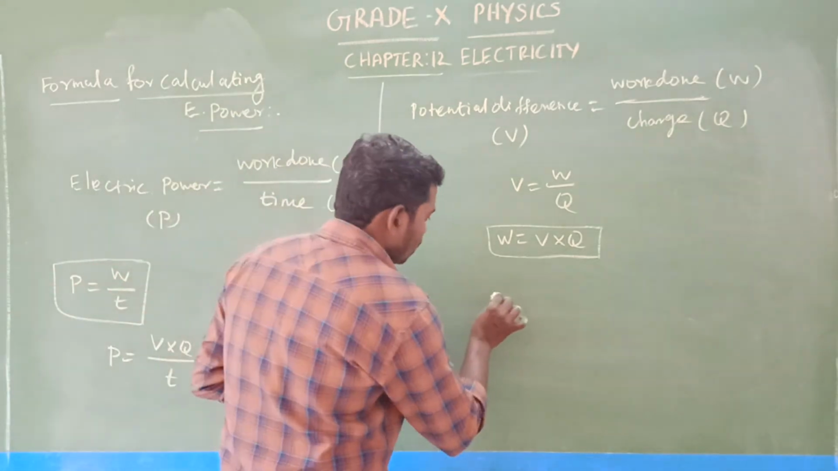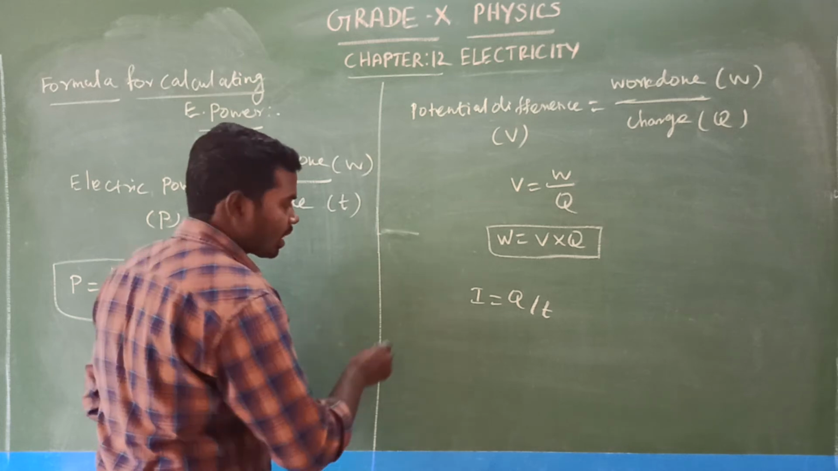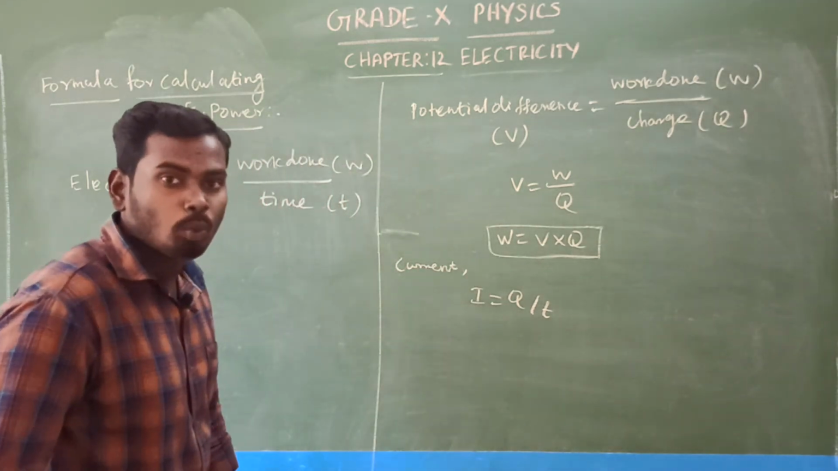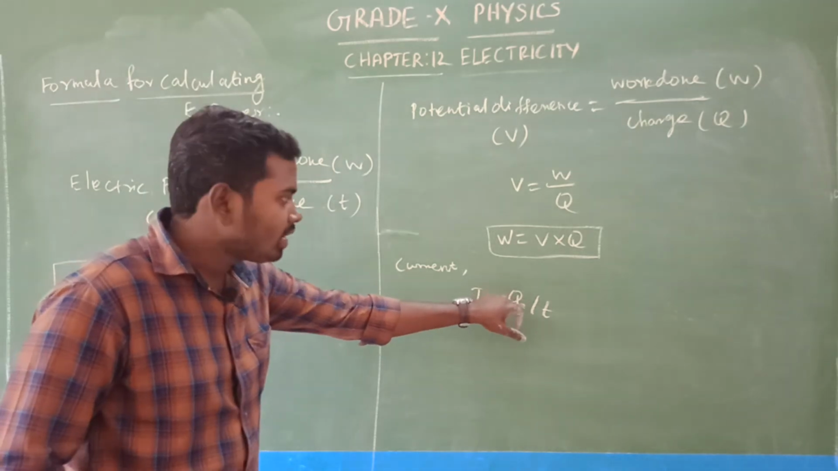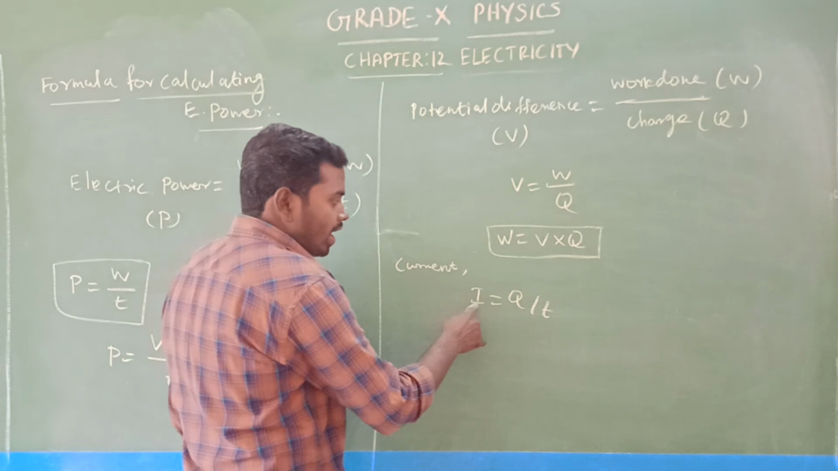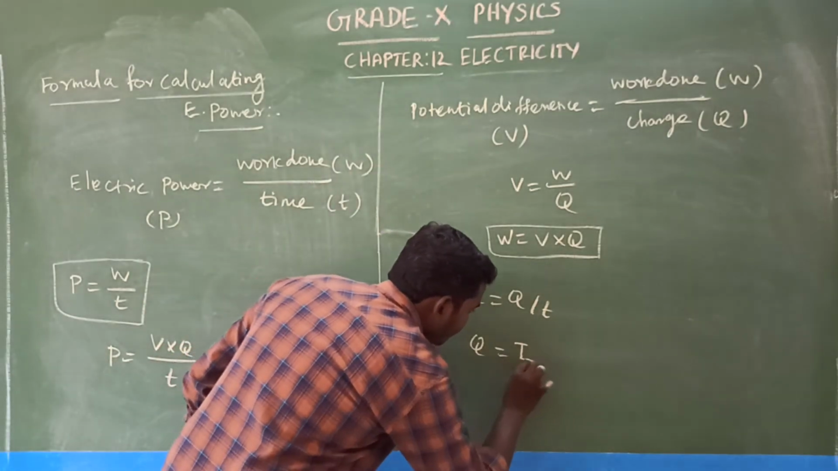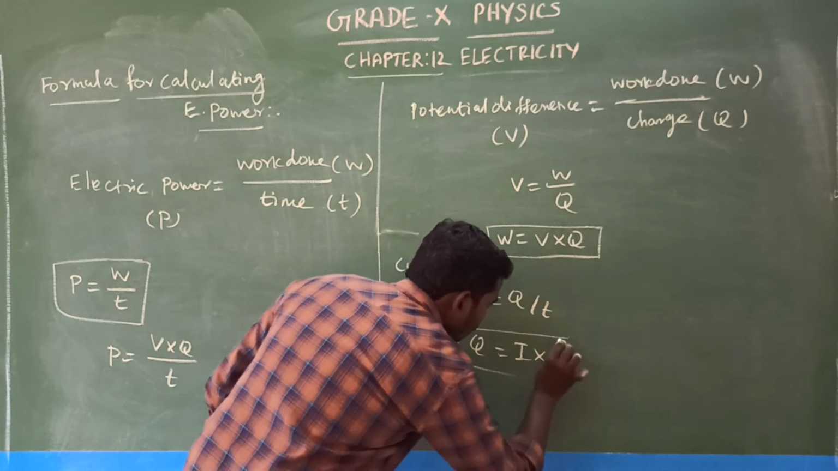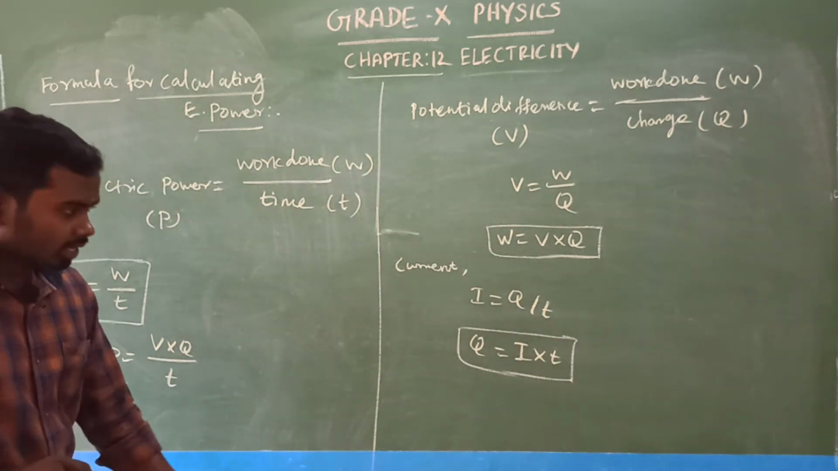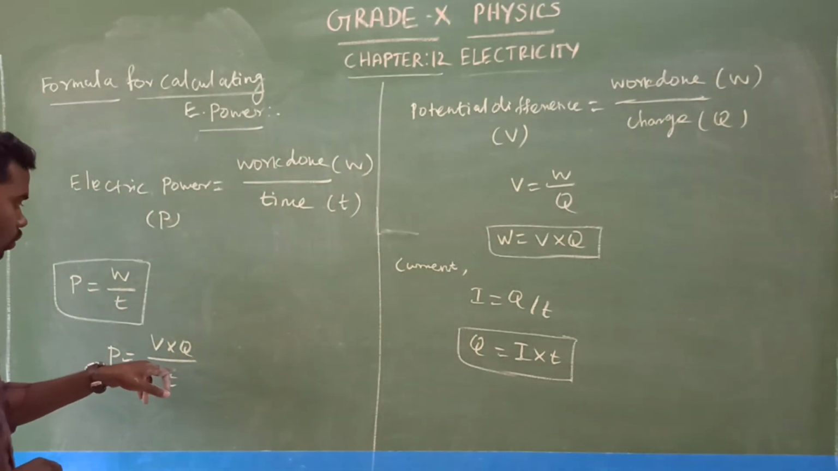Already we know I is equal to Q by T, which means the current value. The current value I is equal to Q by T. From this current formula we can find out the Q value. If I is equal to Q by T, then the Q value will be I into T. Substitute this Q value in this formula.